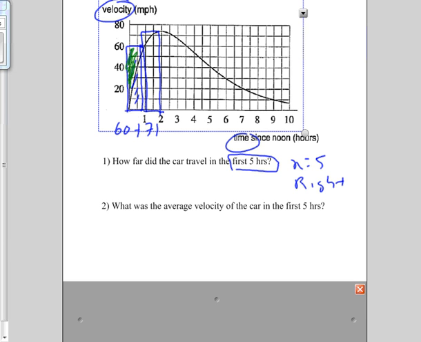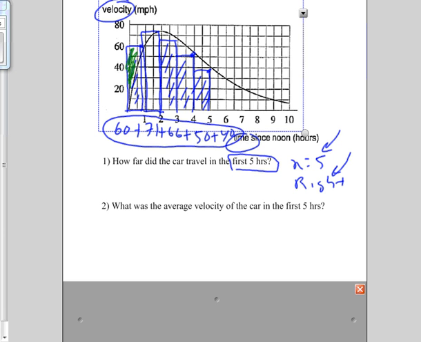And then from 2 to 3, use my right bound, and that's roughly, I don't know, like 66. From 3 to 4, choose my right bound point, make a rectangle, that's roughly 50. And then from 4 to 5, choose my right bound, draw my rectangle, and that's roughly 40. So how far did the car travel in the first 5 hours? Using a Riemann sum with n equals 5 and using a right bound, it's just the sum of all of these.